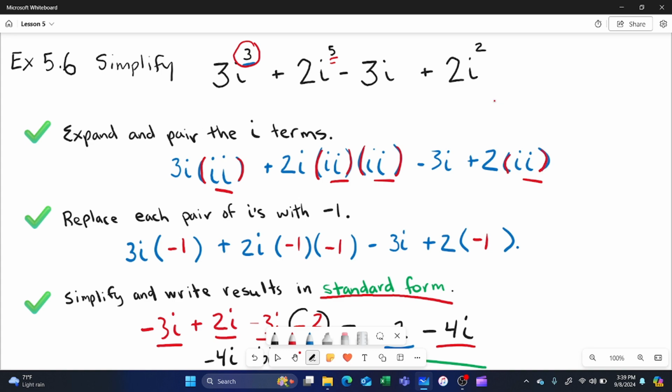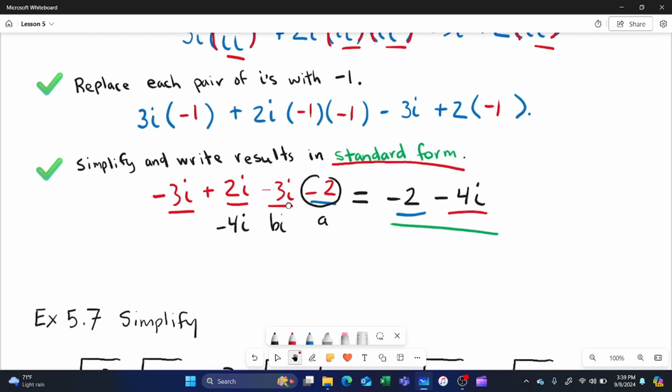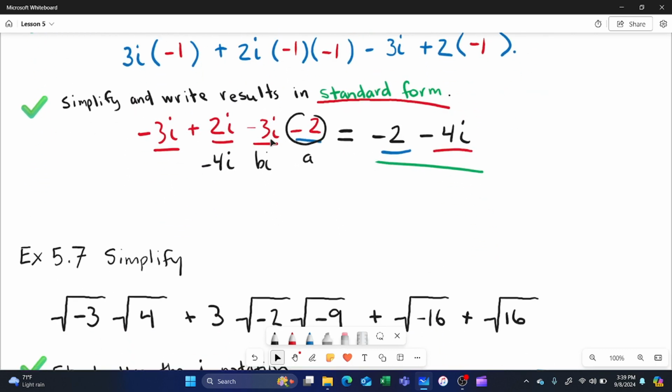That's the second step. Replace each pair of i's with negative 1. You'll end up with 3i times the negative 1 plus 2i times the negative 1 times the negative 1 minus 3i plus 2 times the negative 1. You simplify all of that out, right? And you write the results in standard form. There's that green color again. Your standard form, you have negative 3i plus 2i minus 3i minus 2, which is equal to negative 2 minus 4i. But is that in standard form? No. Well, no, it is.